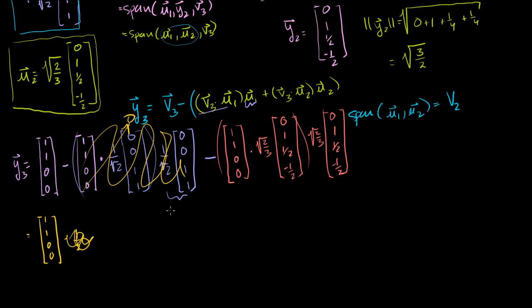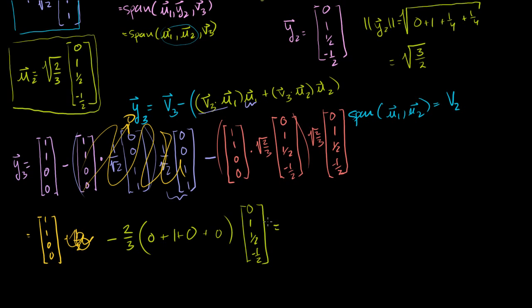And then over here, we have minus square root of 2/3 times square root of 2/3, which is just 2/3, times the dot product of these two guys. So that's 1 times 0, which is 0, plus 1 times 1, which is 1, plus 0 times 1/2, which is 0, plus 0 times minus 1/2, which is 0. So we just get a 1 there, times the vector 0, 1, 1/2, minus 1/2.